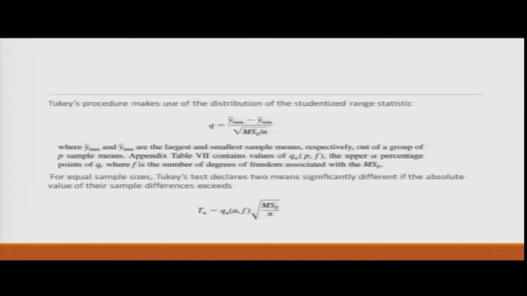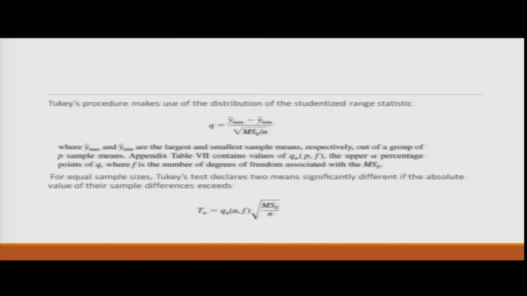Where y bar max and y bar min are the largest and the smallest sample means respectively out of a group of p sample means. So this appendix which you find in the book would have all the values of this q suffix alpha. Alpha is the significance level, p is the number of sample means, while f is the number of degrees of freedom. So obviously we can find the different values of q corresponding to these three parameters, alpha, p and f, and the table 7 in Montgomery will give you all the values corresponding to this Tukey's test.